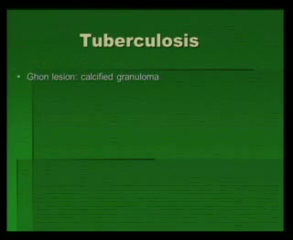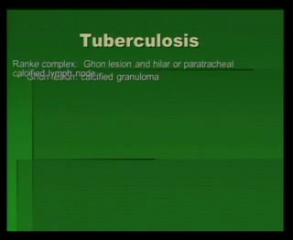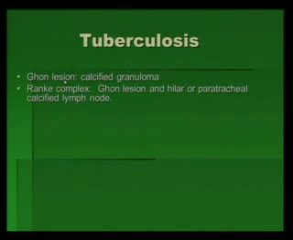Tuberculosis. The Ghon lesion is the granuloma. The Ghon complex or the Ranke complex is when you have the Ghon lesion and the calcified hilar or mediastinal lymph node. So you have the Ghon lesion, which is just the granuloma that's calcified. The Ghon complex or the Ranke complex is when you have the Ghon lesion, the granuloma, and the calcified lymph nodes.